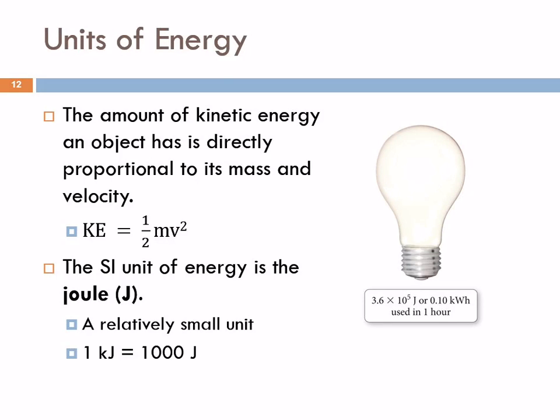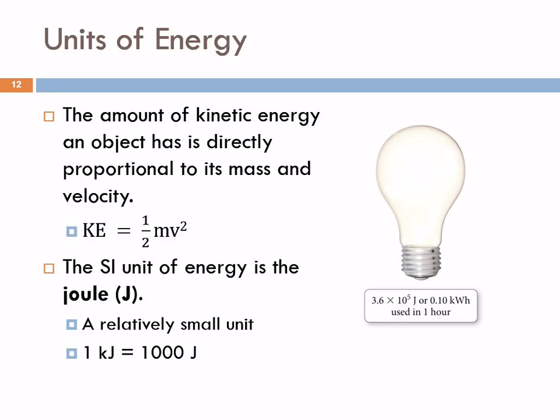Well, energy is something that can be measured, so of course we need units. The amount of kinetic energy that an object has is directly proportional to its mass and its velocity, and we saw this equation in chapter 5 as well. Kinetic energy is 1/2 mass times the velocity squared. So it depends on the mass of the object and how fast it's moving.